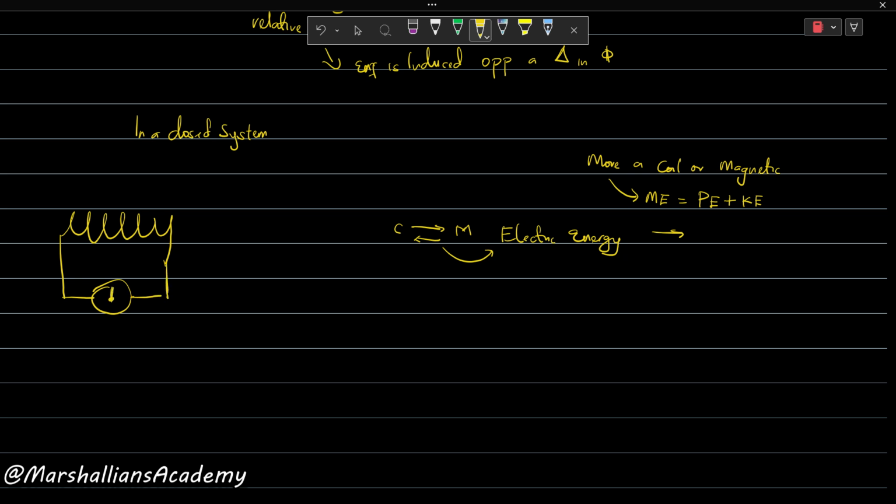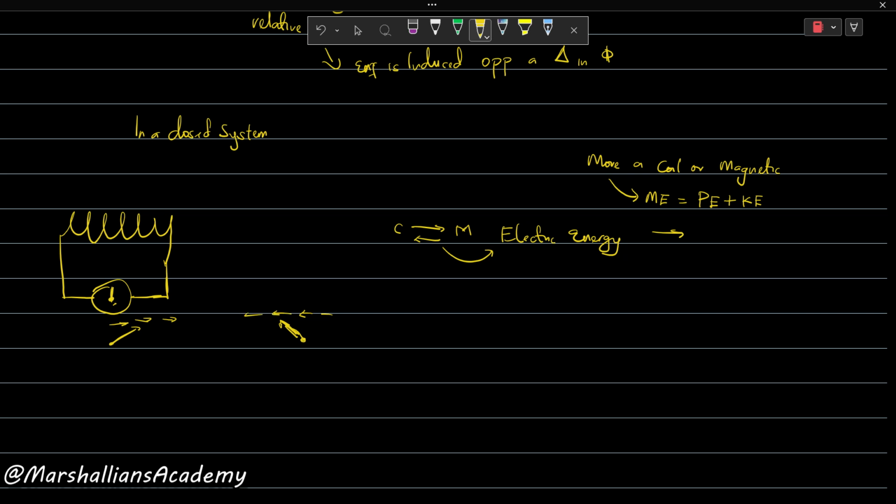What does a galvanometer do? A galvanometer reads and tells us the direction of flow of current. The galvanometer pin will always deflect in the direction in which the current is flowing. If the pin is deflecting this way, it means current is flowing in this direction. Are we together?